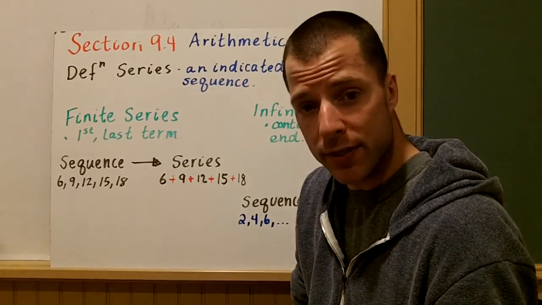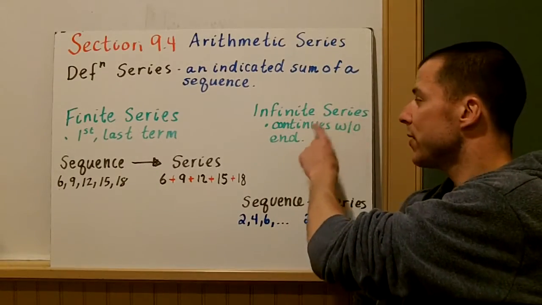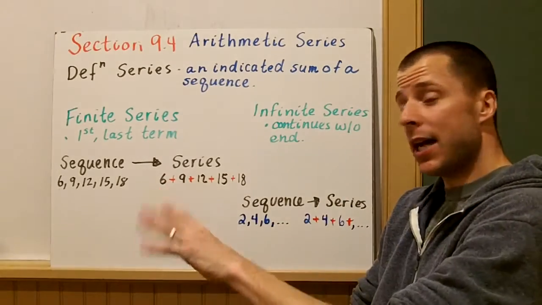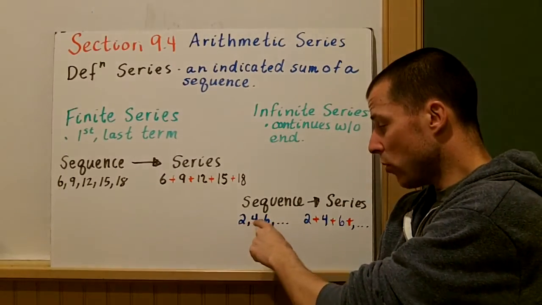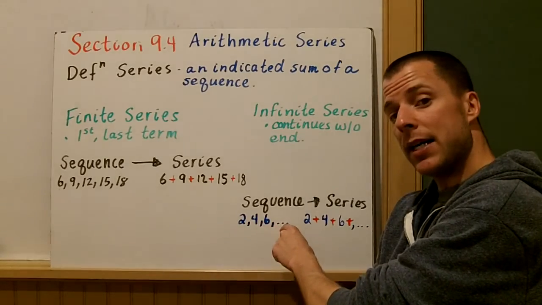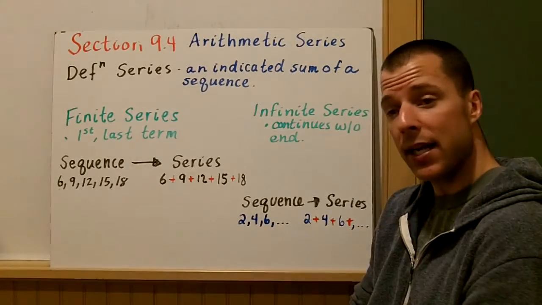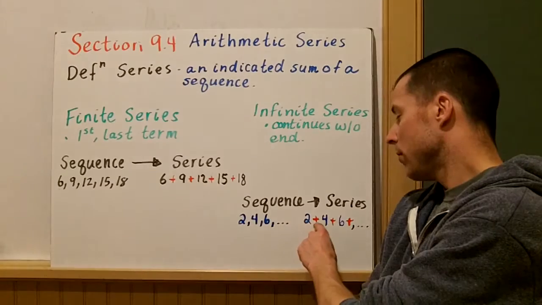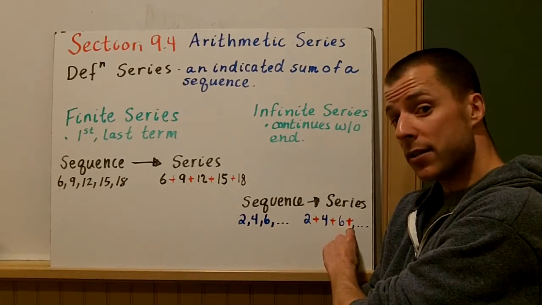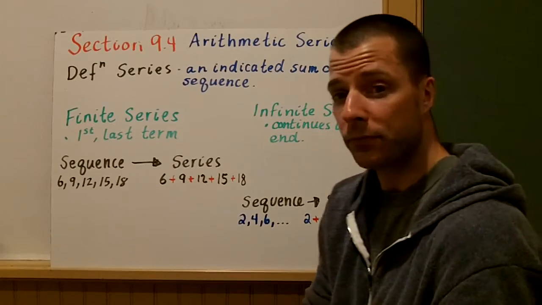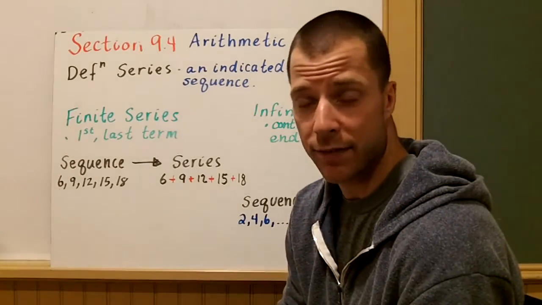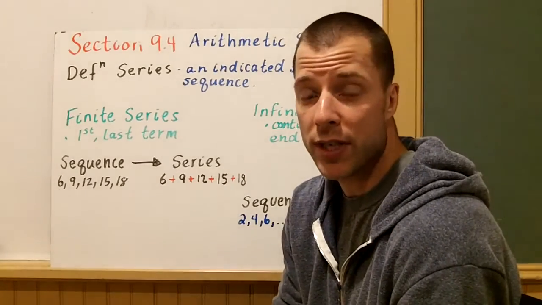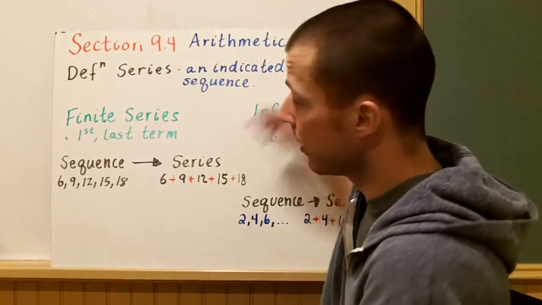So what does an infinite series mean? Well, an infinite series continues without end, and it doesn't stop. Recall a sequence like 2, 4, 6, comma, dot, dot, dot. That comma, dot, dot, dot just says that pattern continues forever. So the series would be 2 plus 4 plus 6 plus, comma, dot, dot, dot. We're going to be looking at mostly finite arithmetic series today.